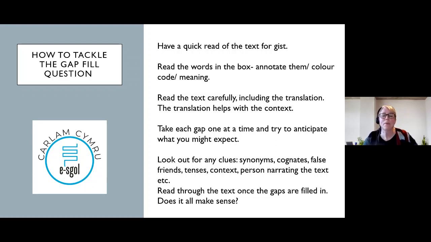Take each gap one at a time. Really important to do this. Try to anticipate what you might expect. So think of each one at a time. Try to second guess what's coming next, what's happening. And look out for clues. I always say we're like detectives here. We're trying to find little clues that are going to help us work out this missing word. Think about synonyms, cognates, false friends, tenses, context. Who's narrating the text, the person narrating the text, etc.